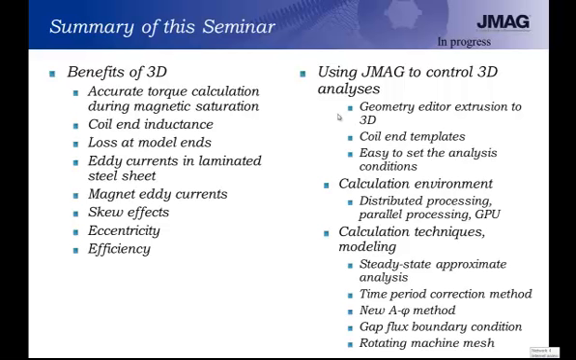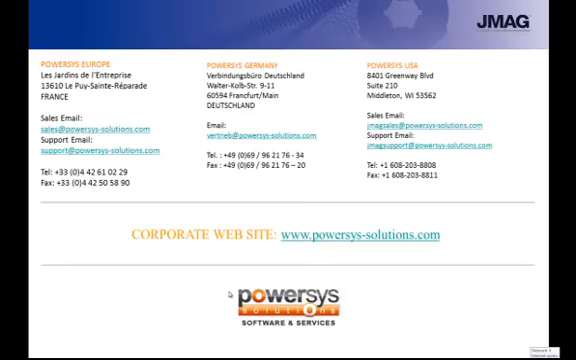Using JMAG to control 3D analyses, we can use our geometry editor to extrude 2D models into 3D, apply coil ends, or set the analysis conditions. In our JMAG calculation environment, we can use distributed processing, parallel processing, or GPUs to use hardware to speed up the analysis process, and we can use software techniques such as the steady-state approximate transient analysis, the time periodic correction method, the A5 method, the gap flux boundary condition, and the rotating machine mesh.